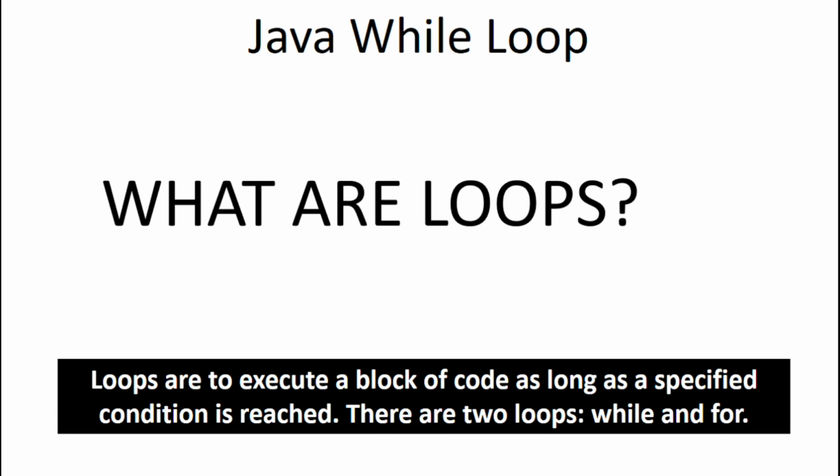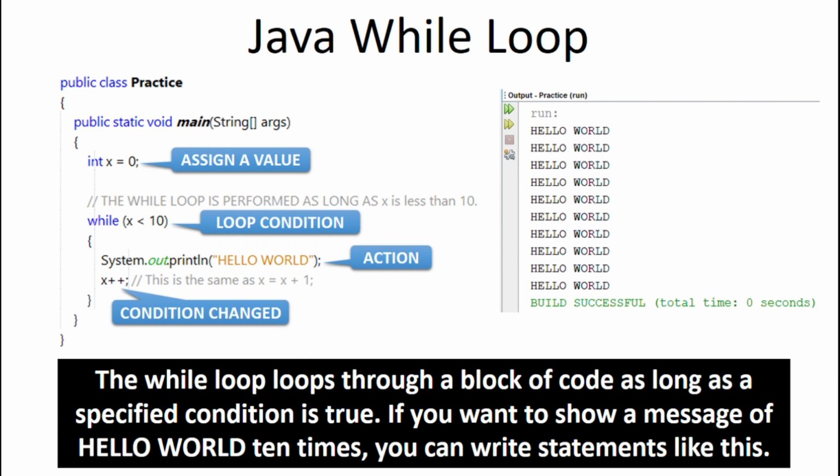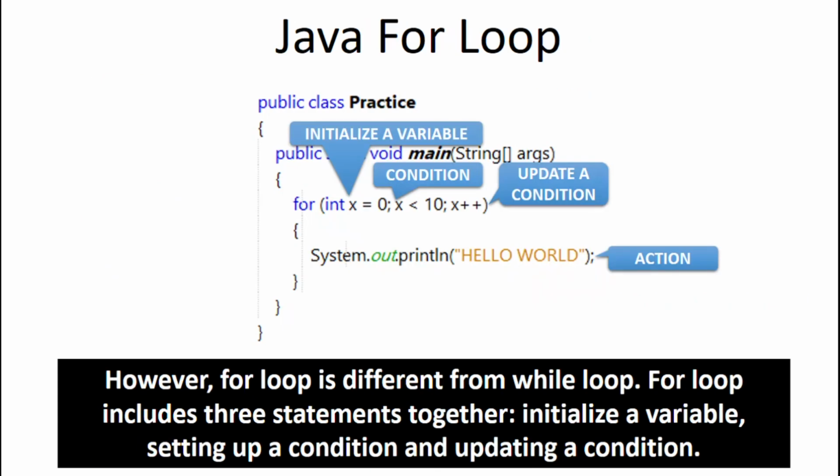Loops execute a block of code as long as a specified condition is reached. There are two loops, while and for. The while loop loops through a block of code as long as a specified condition is true. If you want to show a message of hello world 10 times, you can write statements like these. However, the for loop is different from the while loop. A for loop includes three statements together: initialize a variable, set up a condition, and update a variable.